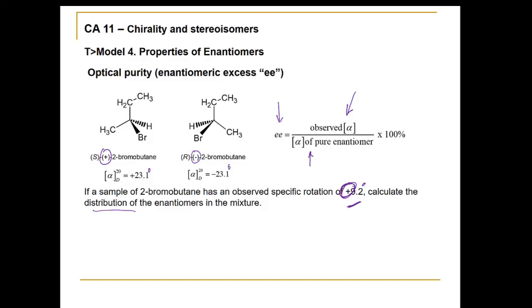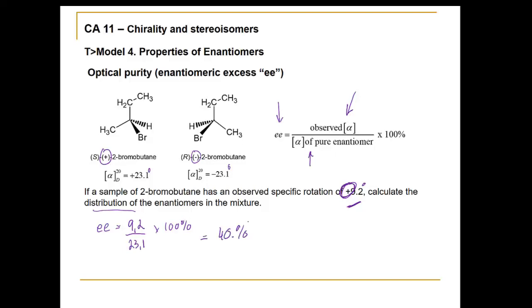Okay, so now let's do the calculation of the enantiomeric excess. So this would be EE is equal to the observed. And by the way, this is a very simple calculation. You just need to be careful. And then divided by the specific rotation of the pure enantiomer, which of course would be the 23.1. If the observed specific rotation was negative, you wouldn't divide by the positive specific rotation of the pure enantiomer. You divide by the negative. So in other words, the enantiomeric excess must always be a positive number. Times 100%.